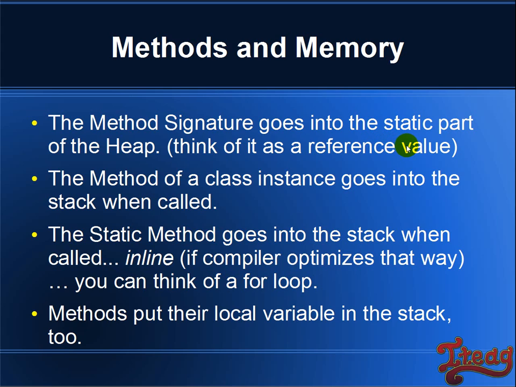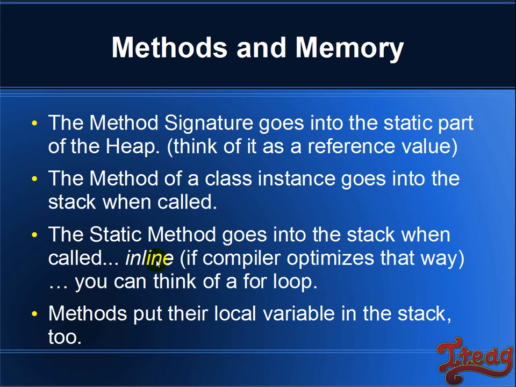Now, the method itself, all the code that's in that method. For an instance method, from the last talk, a copy of it is put into the blueprint, and it goes into the stack when it's called. And a static method, all that code that's written in the static method goes into the stack when called in line. So the code from the blueprint over there in static is just copied straight over into the stack, and then it goes on with the rest of the stuff, if the compiler optimizes that way.